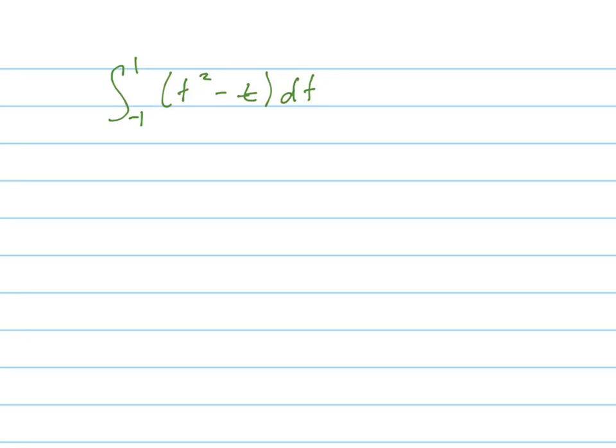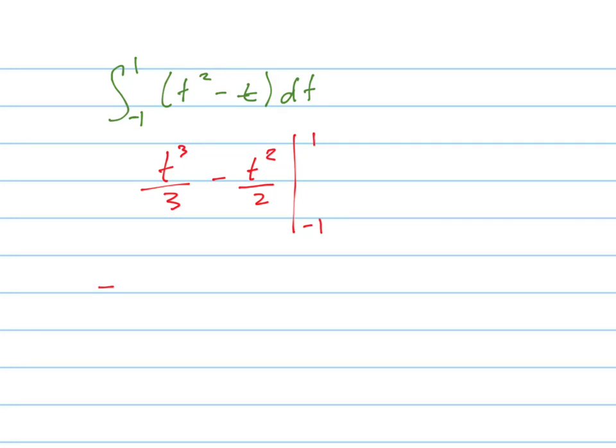All right, let's find the definite integral here, find the value of this definite integral. So the first thing I need to do is the antiderivative. So this is t cubed over 3 minus t squared over 2. Right, get that? And it's going from -1 to 1.